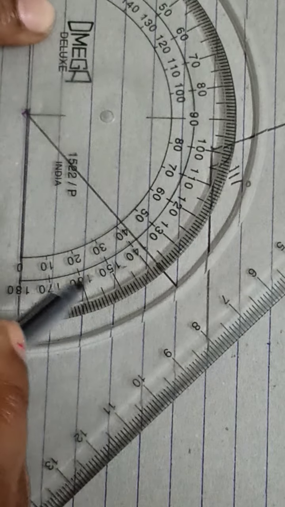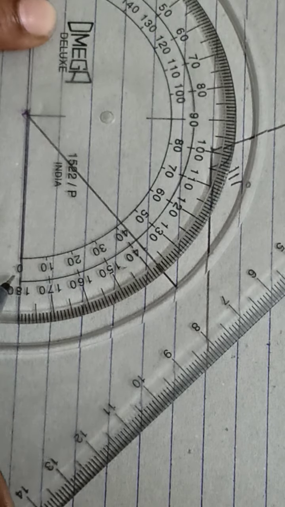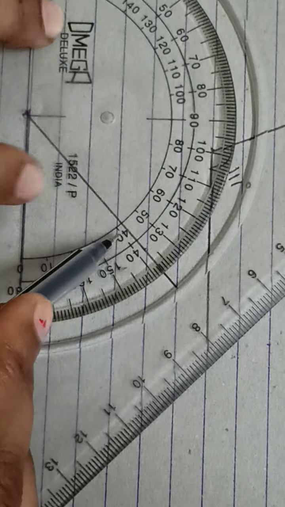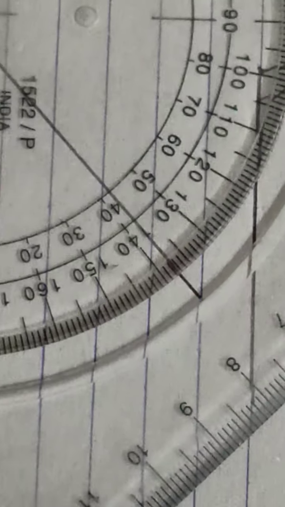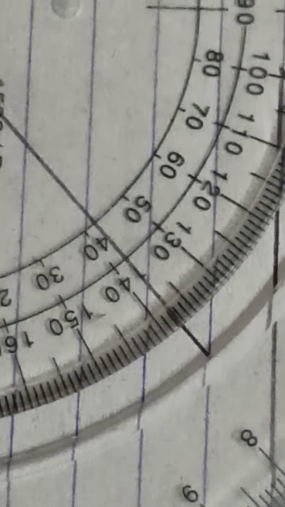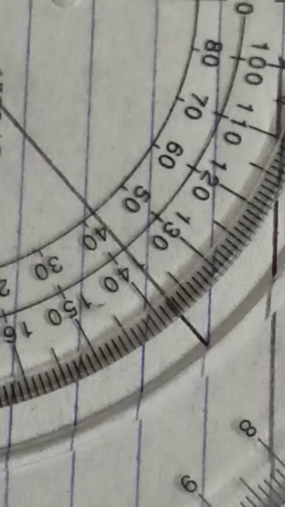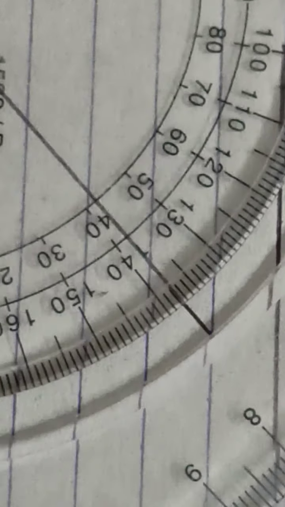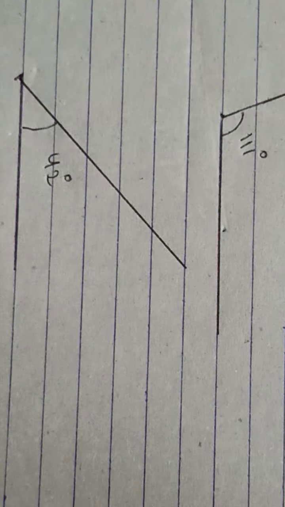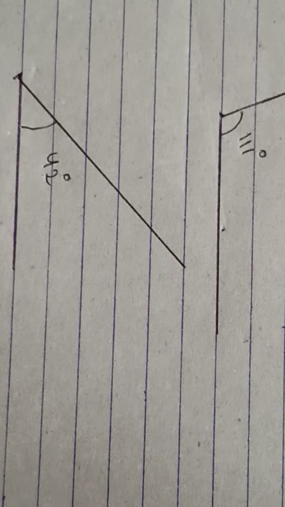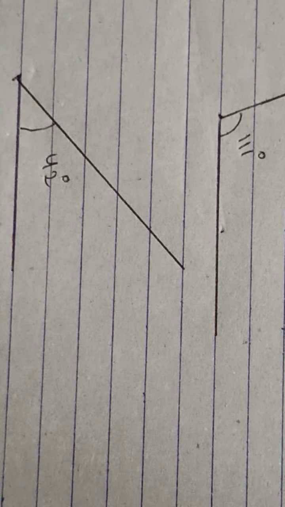Clear? Now this is the point, we have to count from here, and we will count from 0: 0, 10, 20, 30, 40. Now if you see carefully, it goes after 40. Just see how many points it is: 1, 2. So this will become 42. So this angle is 42 degrees. Understood? Now you know how to measure an angle with the help of a protractor.